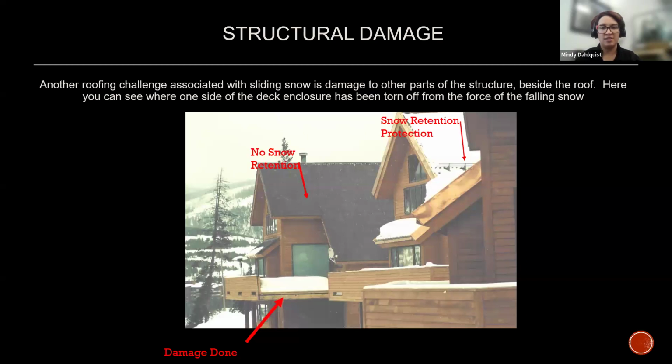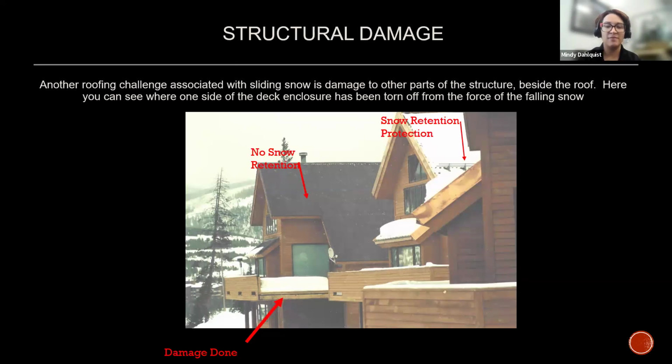Another challenge associated with damage is other parts of the structure besides the roof. So this is a deck enclosure. These are neighboring cabins. They are side by side. They look almost identical. The neighbor's cabin does have snow retention on it. Their cabin does not. The neighbor still has their deck enclosure and this cabin does not. So luckily they will be able to just shovel that snow right off the side of that deck. But unfortunately, it most likely will need to be repaired and has caused some issues.